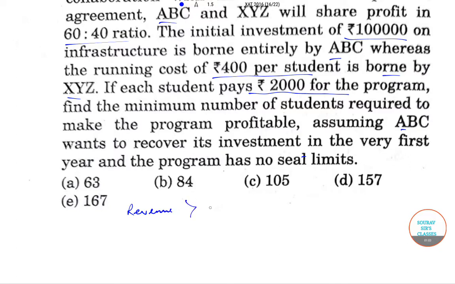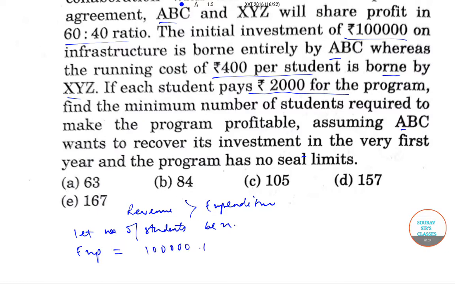revenue should be greater than expenditure. Now let the number of students be X. Then expenditure is equal to the fixed cost, that is 1 lakh, plus X into variable cost, that is 400 per student. And revenue is 2000 for each student, so 2000x.